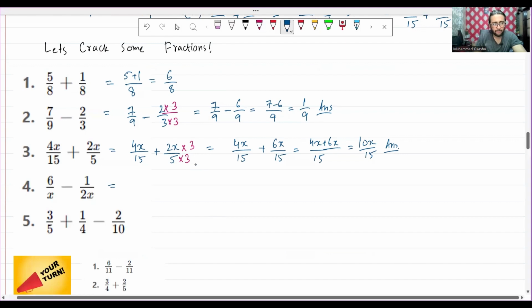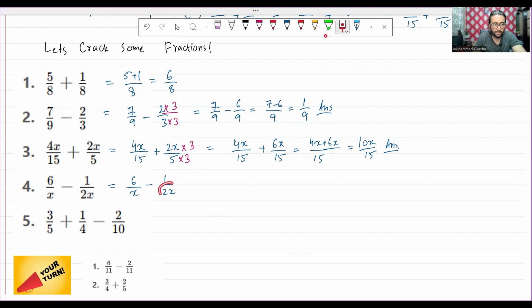Okay. This one is also pretty simple. 6 divided by x minus 1 over 2x, right? What I can do is, this is 2x, right? Can I make this 2x? Very conveniently, I could just multiply this by 2 and multiply this by 2 as well. All right, so this will be 12 divided by 2x minus 1 divided by 2x. And this will be 2x at the bottom, and 12 minus 1, which is 11, by 2x, and I am done here.